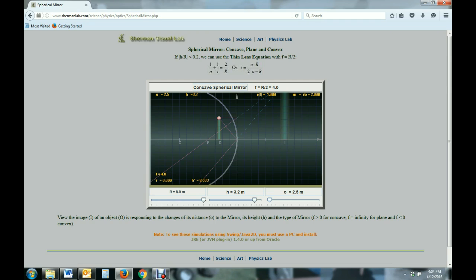Let's now look at what happens if instead of a concave mirror I have a convex mirror. So now we see the radius is -8. The focal point is now at -4. It's still half the radius. If I move the object around, we see that the image is always virtual because it's always behind the surface of the mirror. It is always upright and it is always smaller.